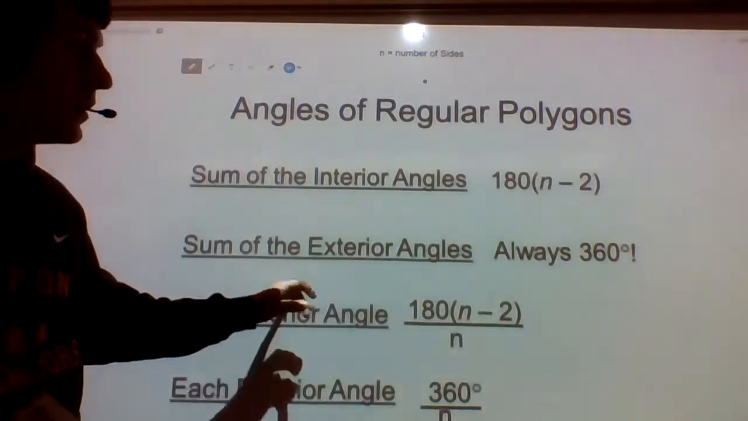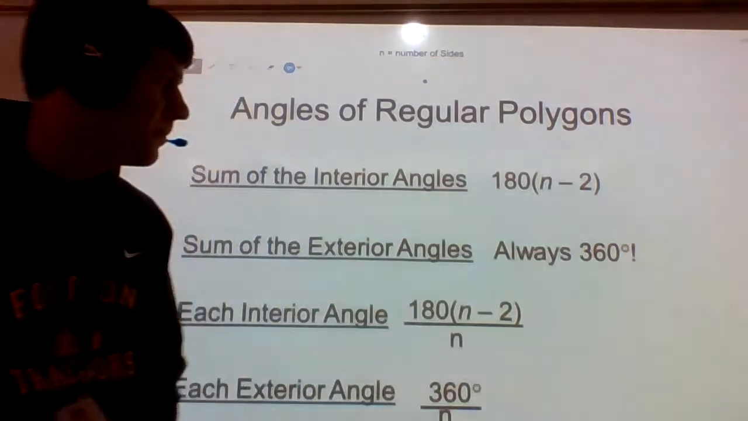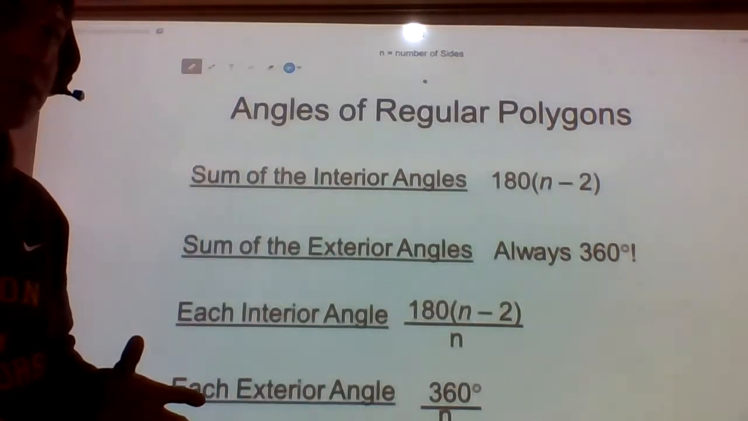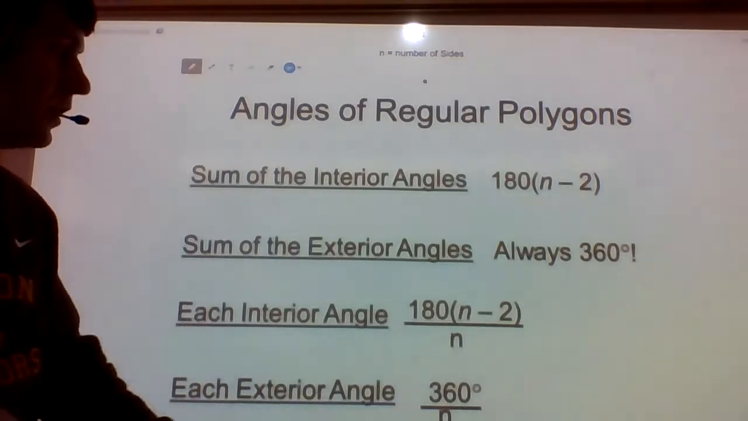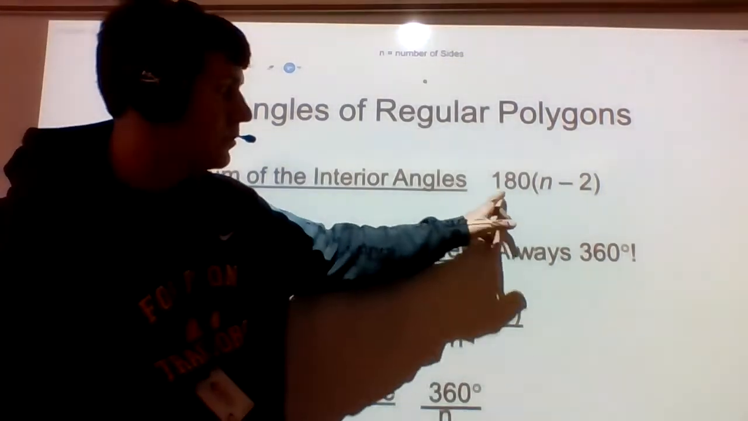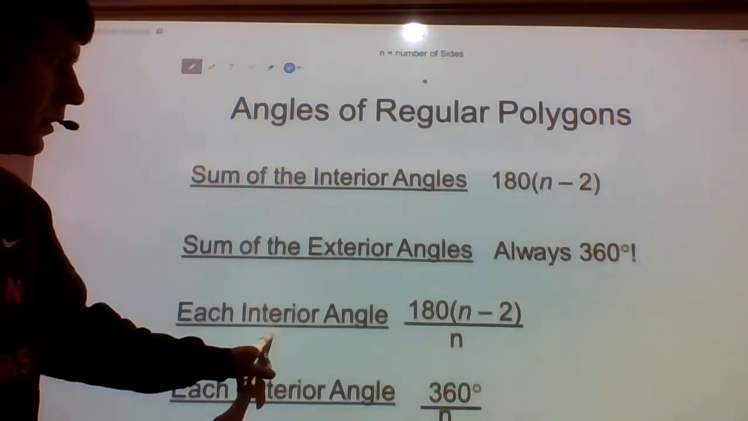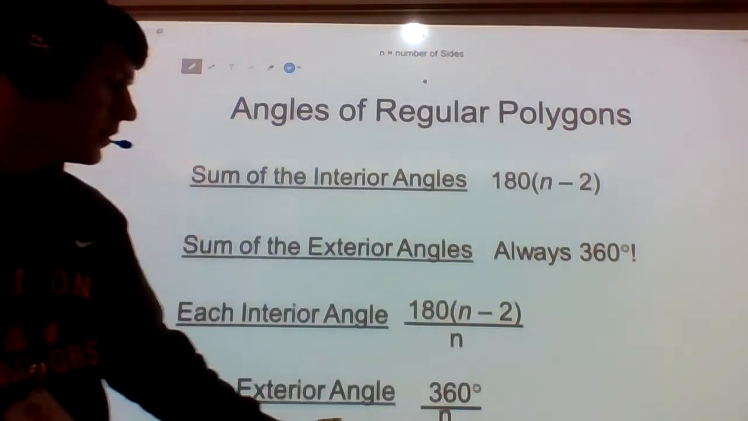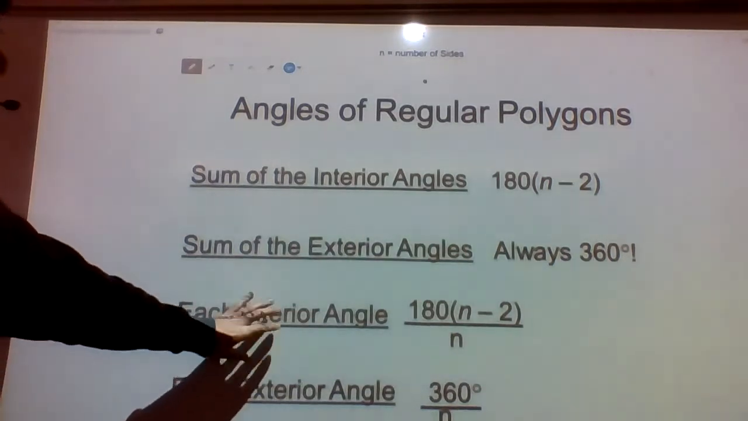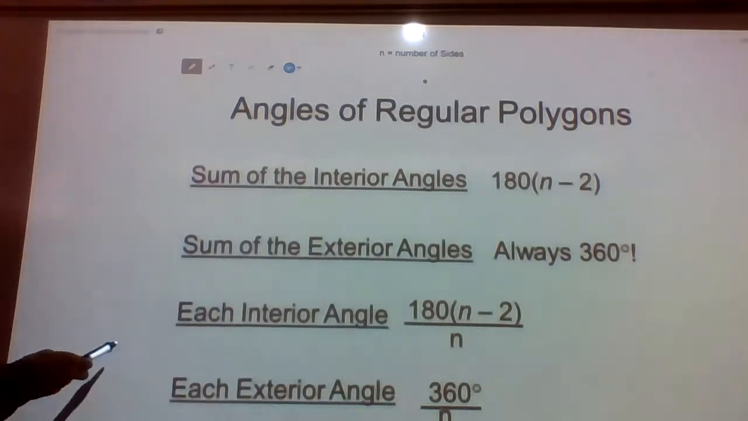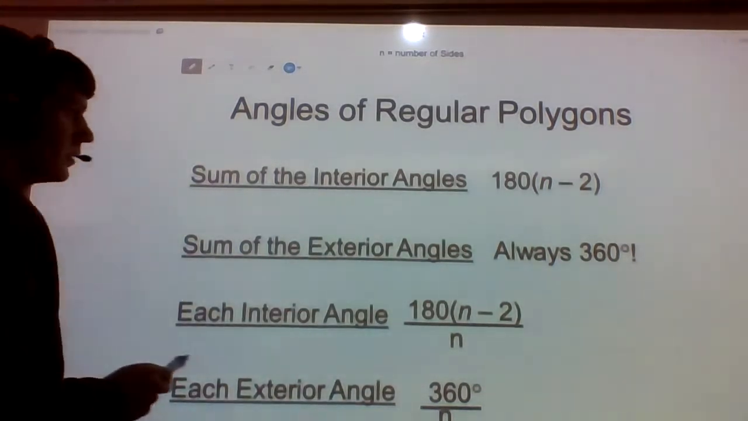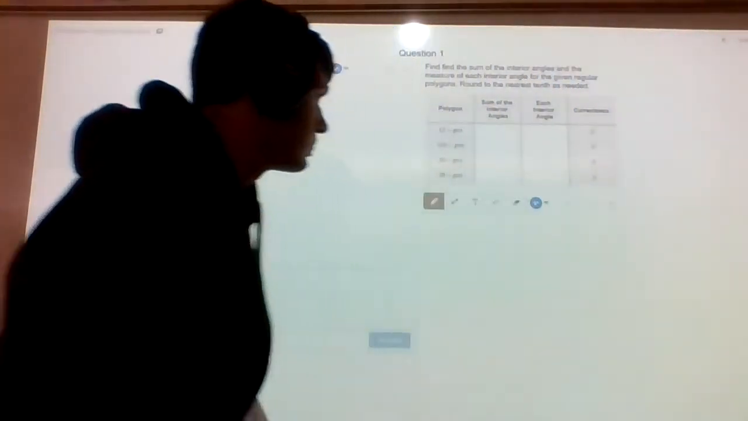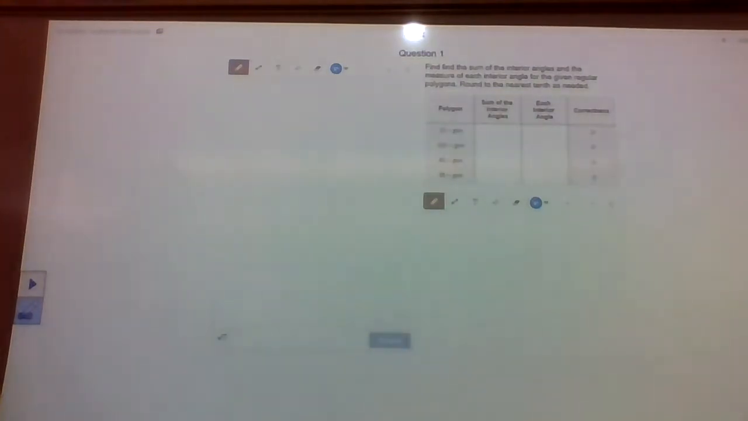The sum of the exterior angles always equaled 360. If they were regular polygons, meaning all the interior angles were the same and all the exterior angles were the same, we could simply divide the sum of the interior by n to get each interior, and divide the sum of the exterior, 360, by n to get each exterior. So those were our formulas. And obviously on the final, you'll have full use of your notes, so you don't have to memorize those formulas at all.